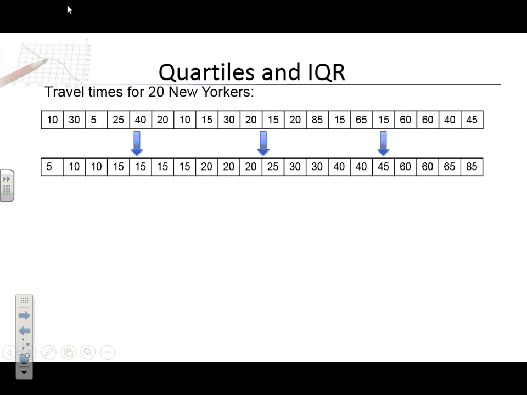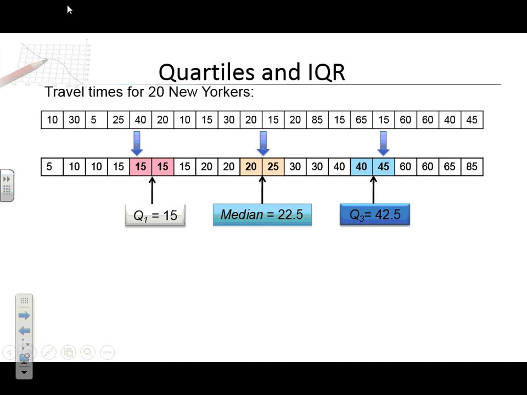So if we go back to our travel times for New Yorkers, we have our 20 values. First step would be to rearrange it, put it in ascending order. Then we'd go through and find our median. So our median would happen at 22.5. So we find the two middle values, since we have an even number, and average them.